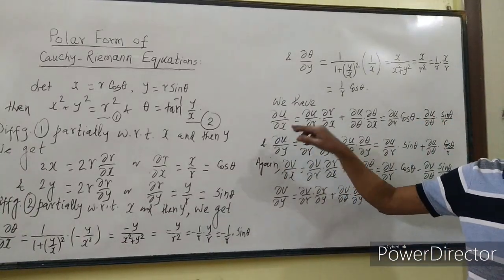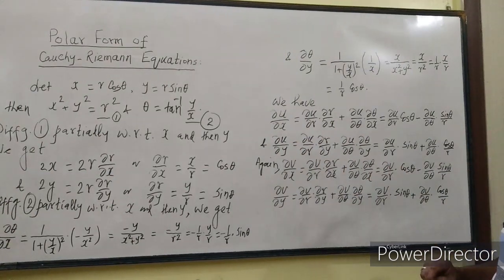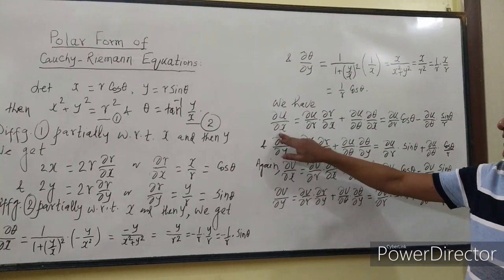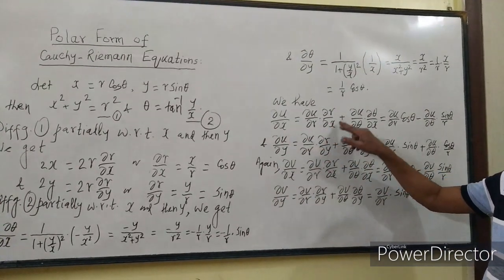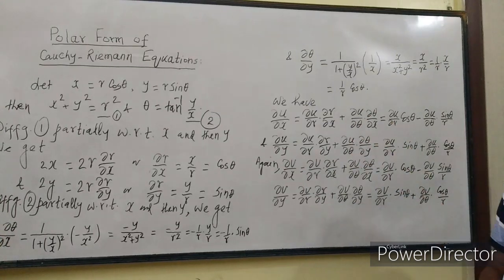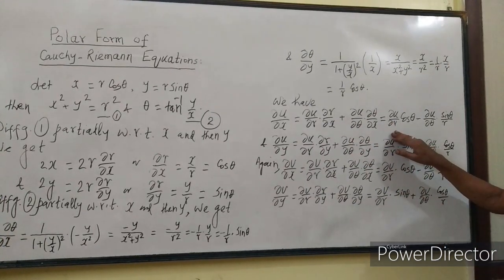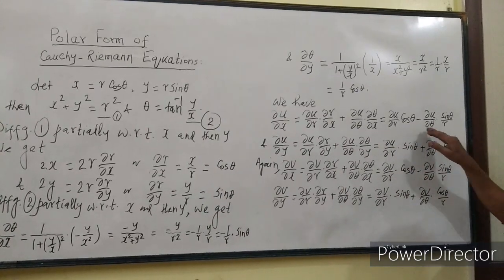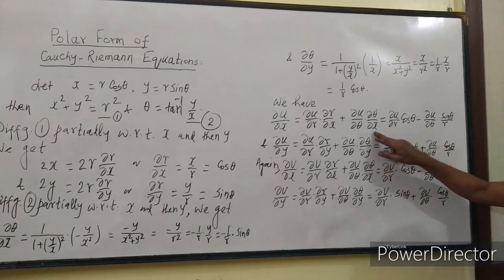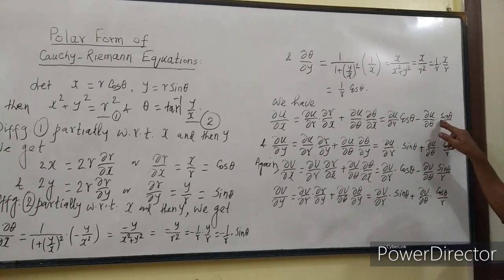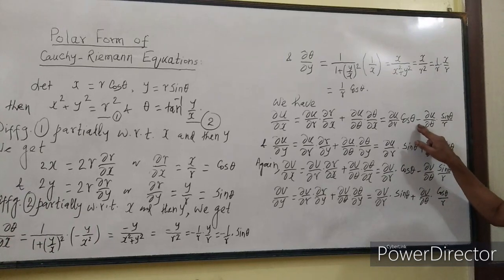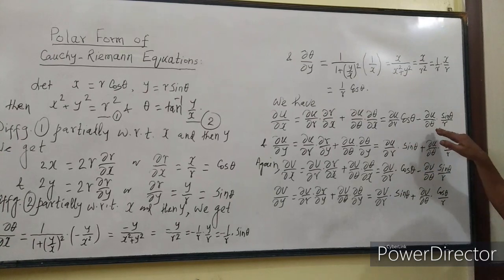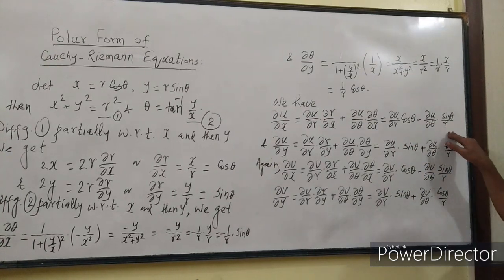Now we want to find the value of del u del x. Because u is a function of r and theta, we can write del u del x equal to del u del r into del r del x plus del u del theta into del theta del x. This will be del u del r, and del r del x is cos theta, minus del u del theta, and del theta del x is minus sin theta by r. That is why this sign is negative. So we get del u del r cos theta minus del u del theta sin theta upon r.